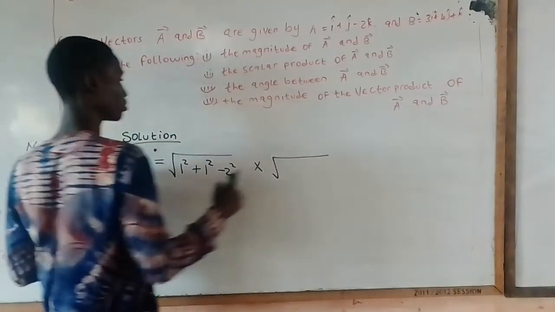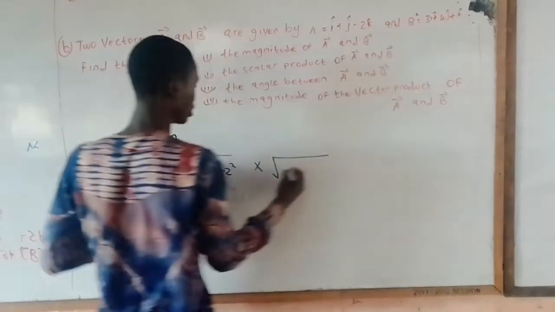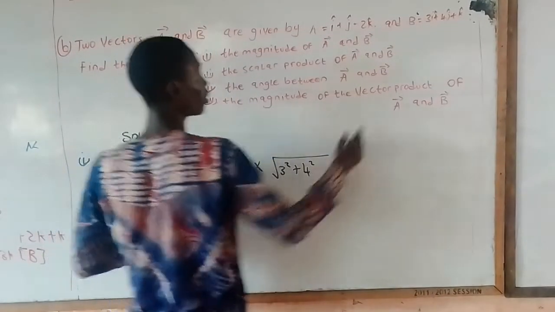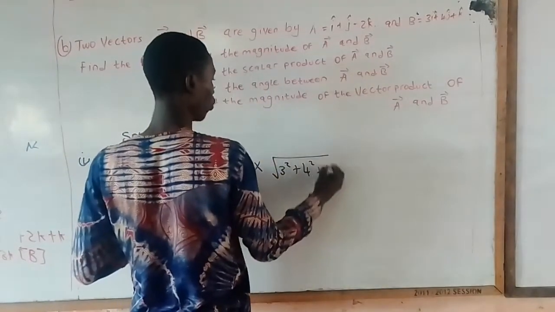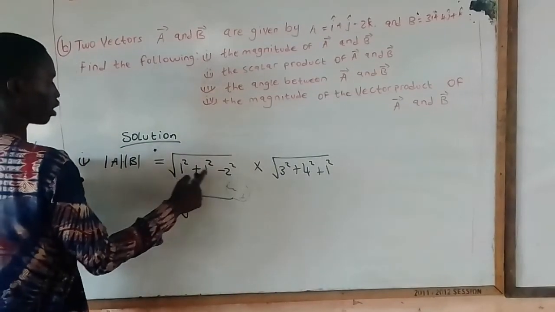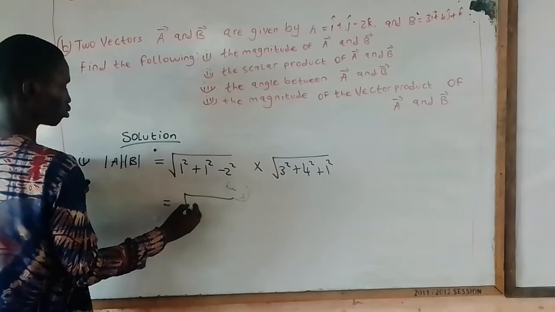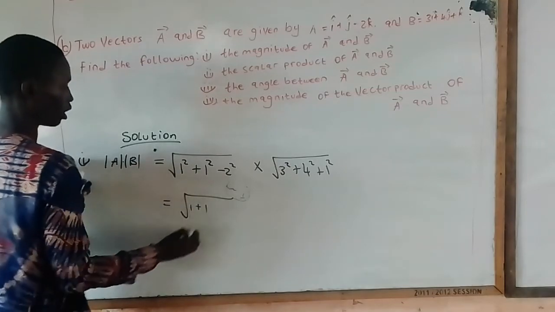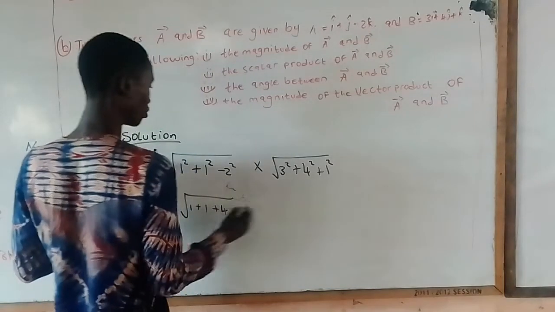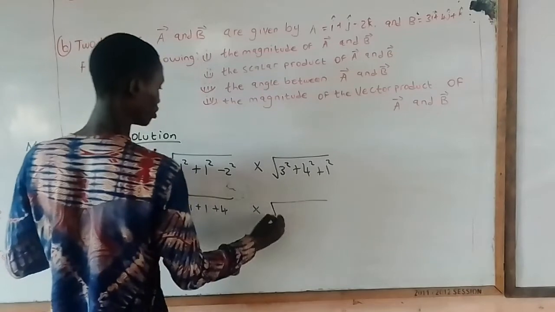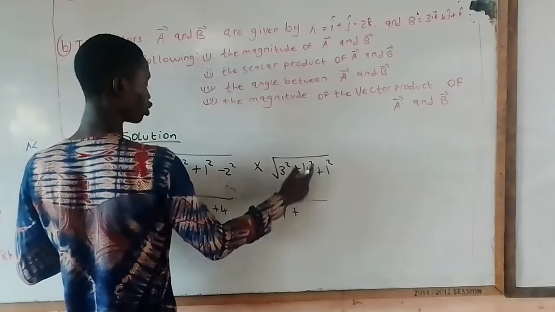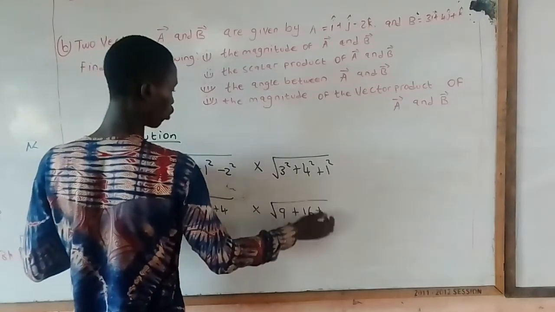Times the root of the quotient of this I is what? Is 3 square, of this 4 is what? 4 square. Of this k is what? 1 square. So I'm going to solve this one. This is going to give us 1 square plus 1 square is going to give us what? 2. 1 square is what? Is 1, plus 4. Times 3 square is what? 3 square is 9. Plus 4 square is 16. Plus 1 square is 1.